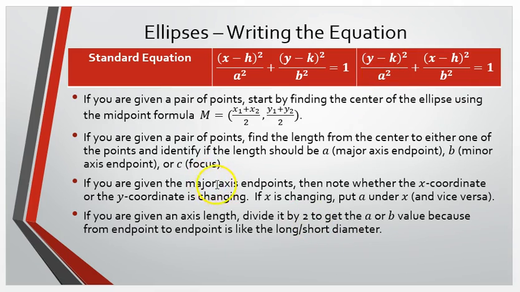If it was the minor axis endpoints, then remember that that's telling you what to tie B to. So if it's the minor axis endpoints, see if the X is changing or the Y is changing, and then put B under that same variable. And then here's the comment about the axis lengths. If you are given an axis length, then make sure you remember to divide it by 2. If it's a major axis length, divide it by 2 for A. If it's a minor axis length, divide it by 2 for B.